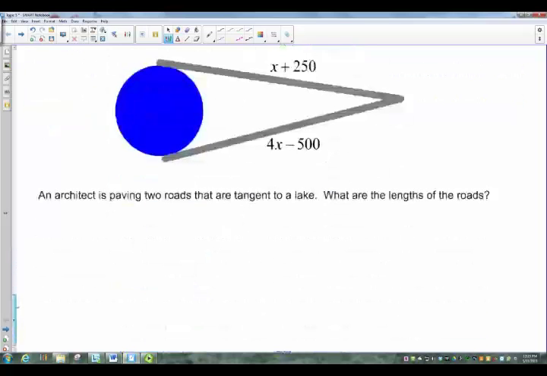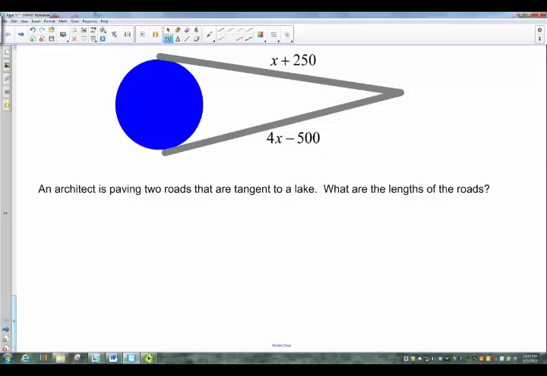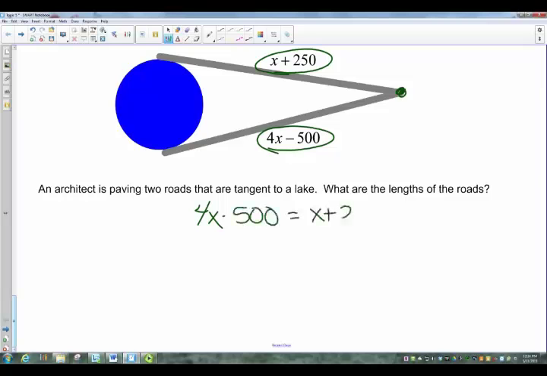So here's how this can get put into play. An architect is paving two roads that are tangent to a lake. What are the lengths of the roads? All right, so we've got this road originating at this spot over here. They both end up being tangent to this circular lake, which means that since they're both tangent, those two things are equal. So we can take 4x minus 500 and set that equal to x plus 250 and solve.